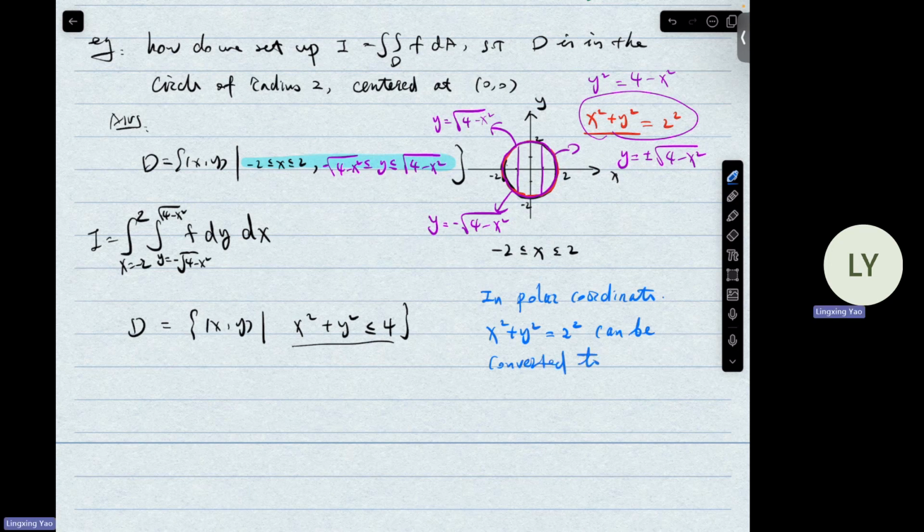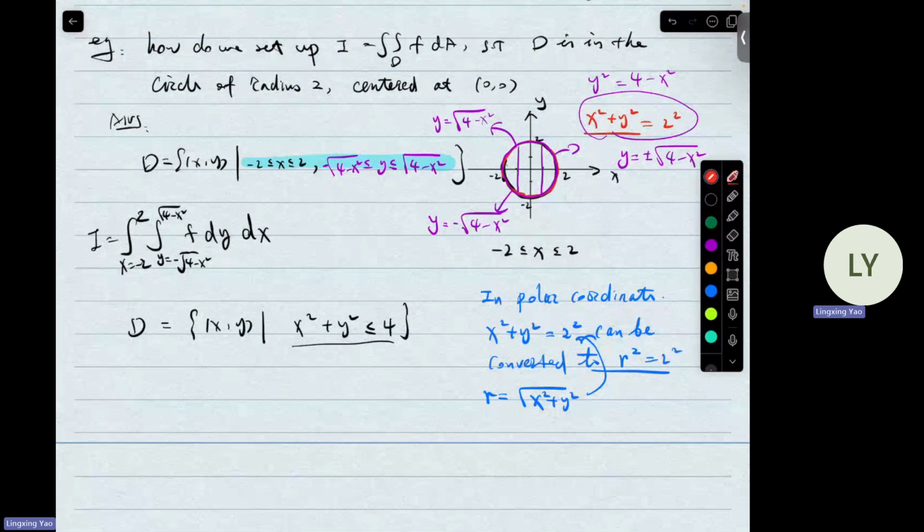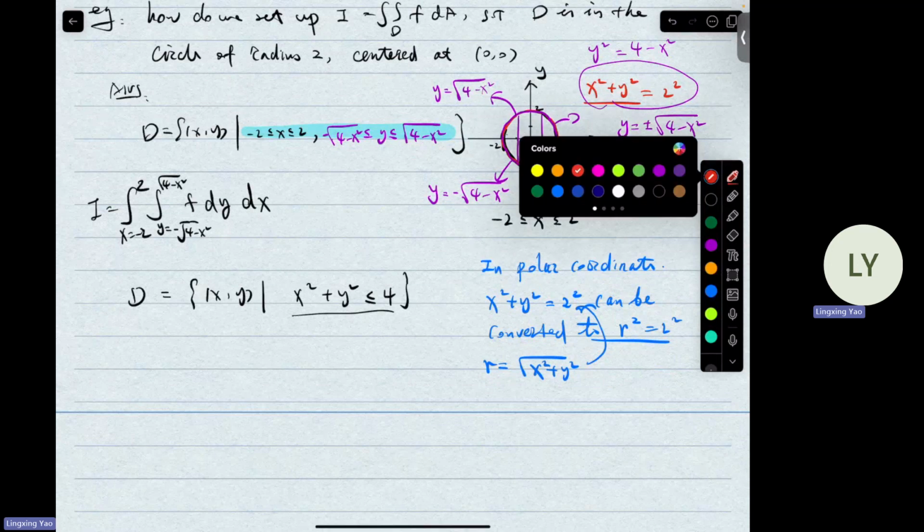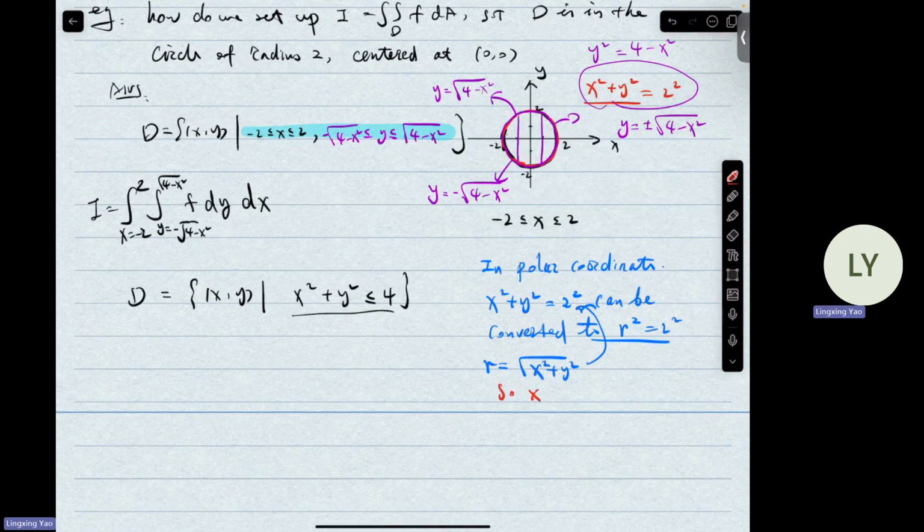what? Remember, r equals square root of x squared plus y squared. But from here, we see it can be converted to, I think this is r squared, right, equals 2 squared, which means x squared plus y squared equals 2 squared is actually converted to r equals 2, which is so simple.